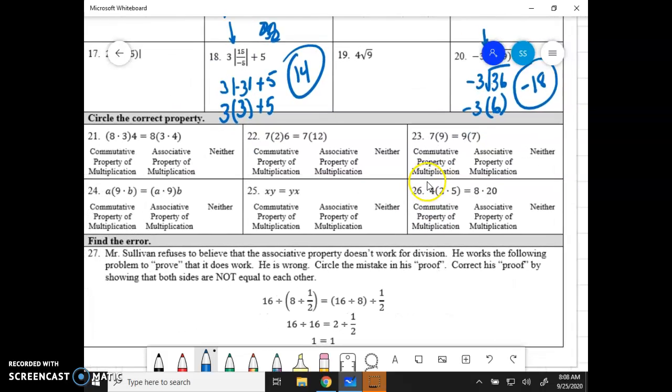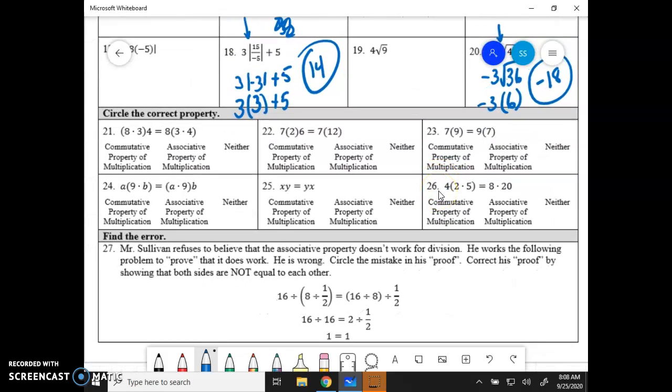Okay. Let's just take a look at a couple of these. Number 21 is associative property. Associative property is where the order doesn't really matter, or not order, but what you do first doesn't really matter, right? If we do 8 times 3 and then times 4, we're going to get the same answer as if we do 3 times 4 and then times 8. Okay? 23 is a good example of commutative property. That's where the order doesn't matter. 7 times 9 is the same thing as 9 times 7.